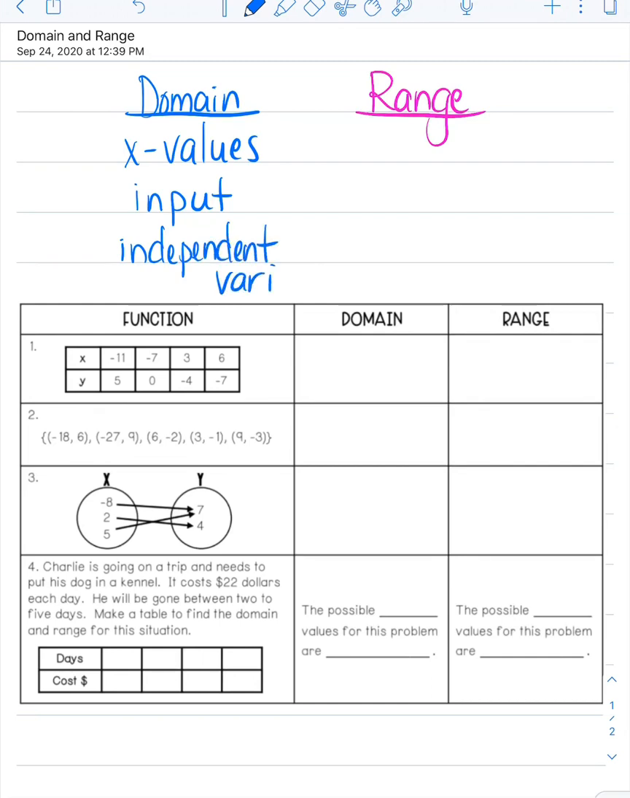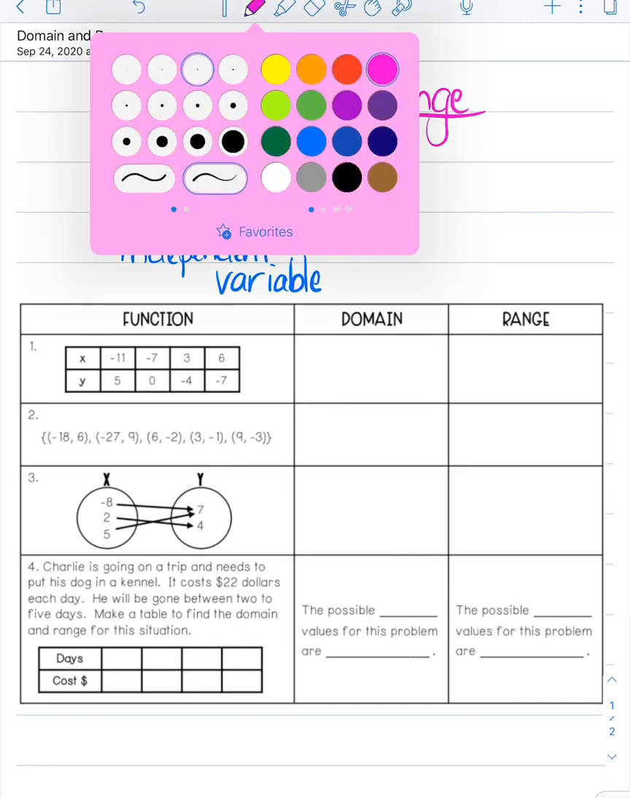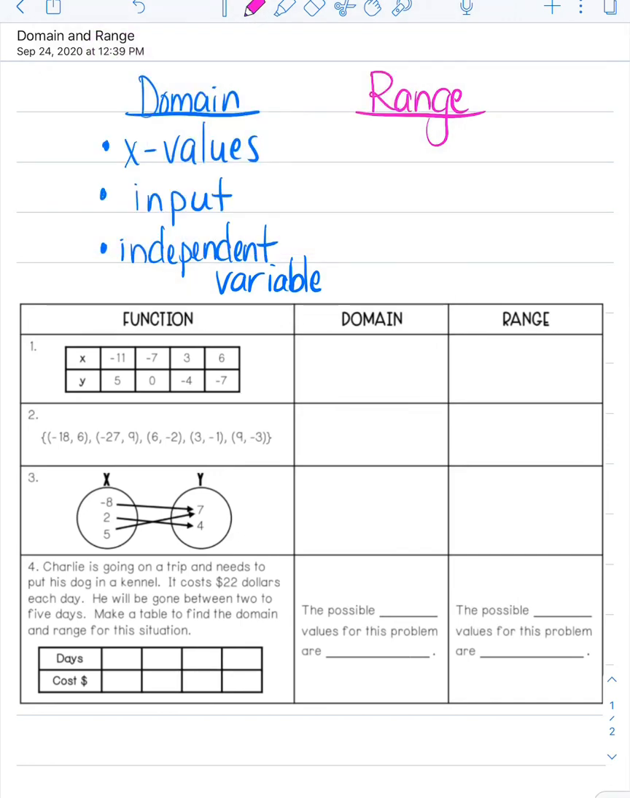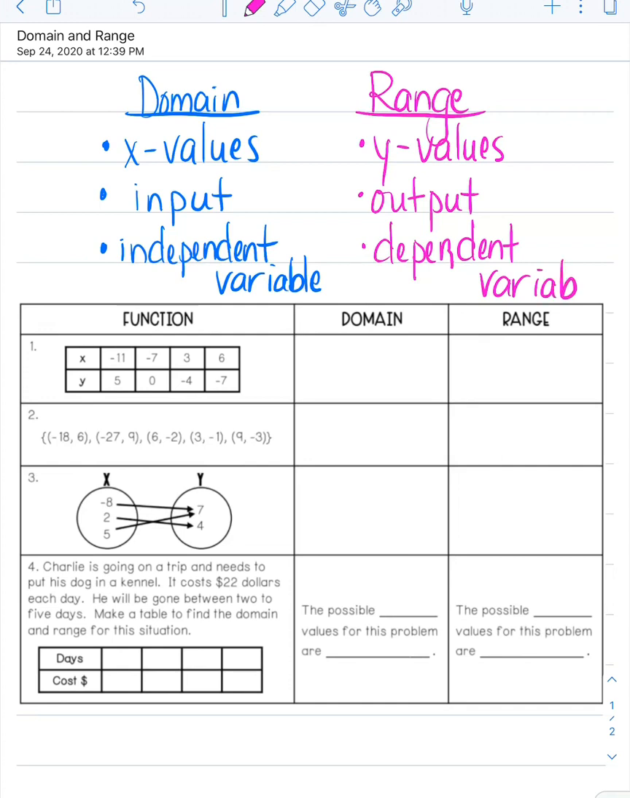So I want you to be familiar with all of those terms. The domain is your x values, your input, or your independent variable. So your range, that's all of your y values. That's your output, or we sometimes refer to that as our dependent variable because it depends on the x or the domain. So let's take a look at how to actually find the domain and range of any given function.